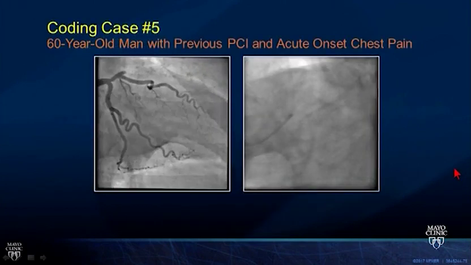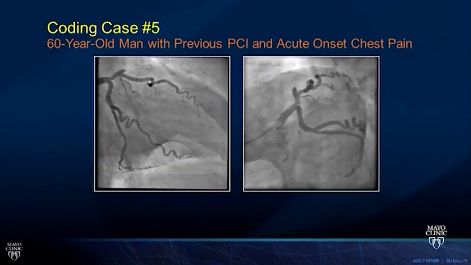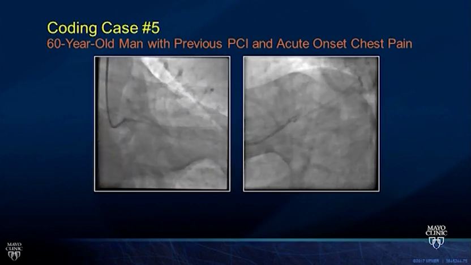Here's another case, a 60-year-old man, and sometimes you will get a question stem. So here's a 60-year-old man with previous PCI and acute onset chest pain.